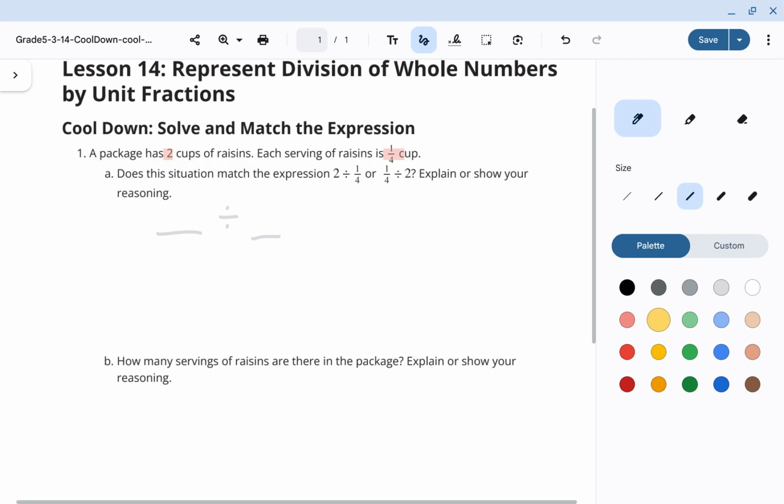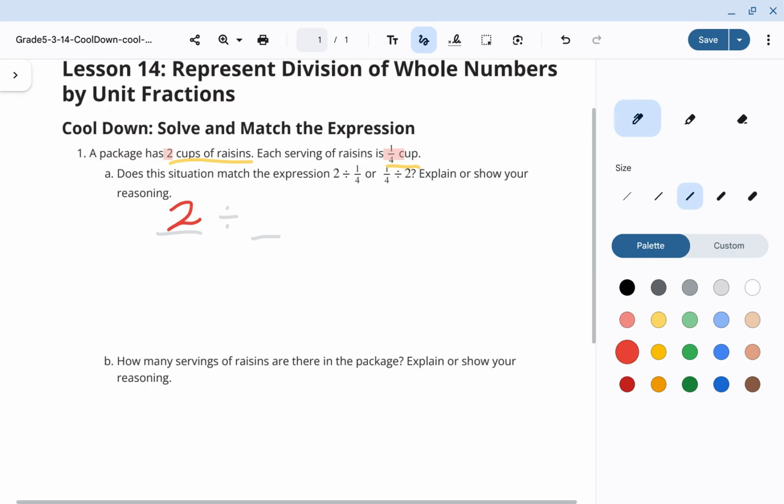So what is being broken up and divided? Is it the 2 cups of raisins that are going to be broken up and shared? Or is it the 1/4 cup of raisins that's being broken up and shared? Indeed, it is the 2 cups of raisins.